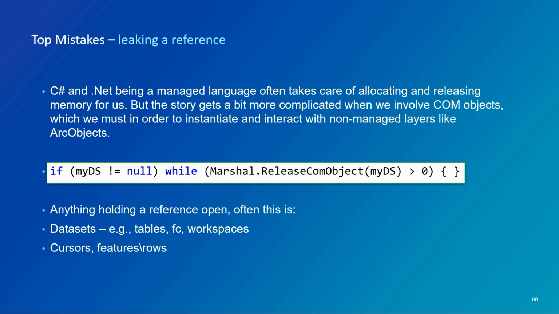In the Pro SDK, there is a dispose concept. Almost all the objects that need to be disposed do support dispose. So what things do you want to do these on? Data sets like tables, feature classes, workspace, cursors, rows from those cursors, and potentially geometries from those rows. That's just a small example.